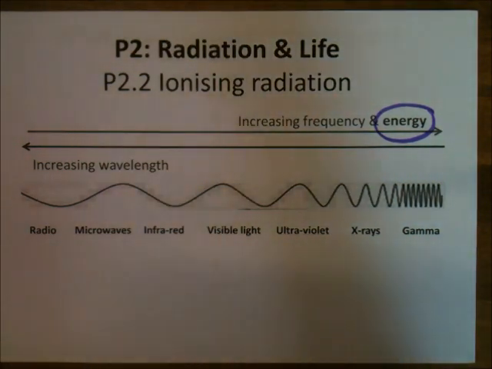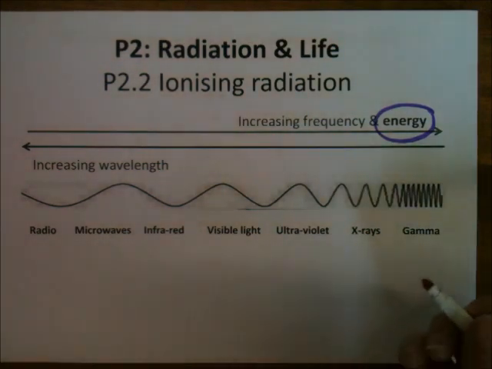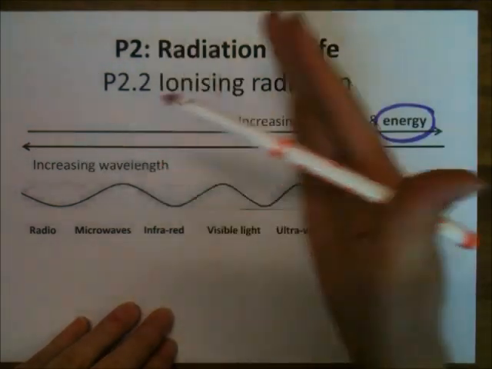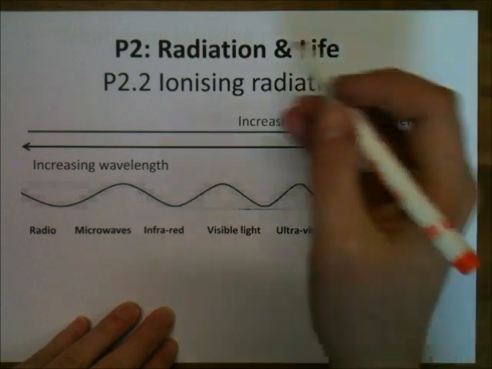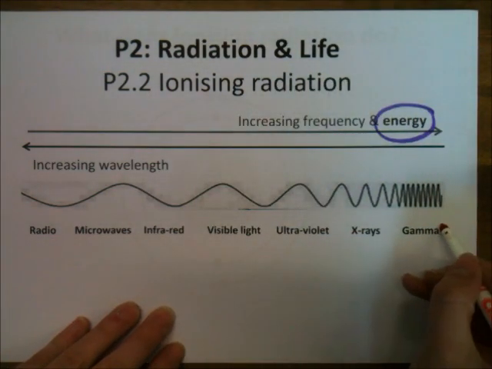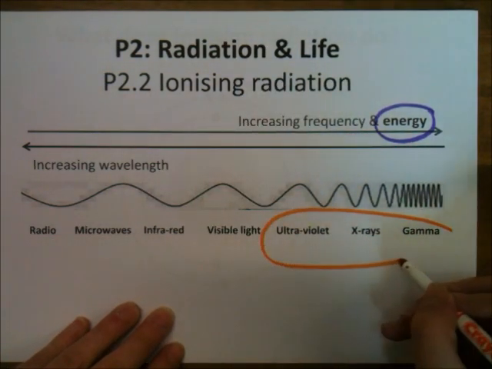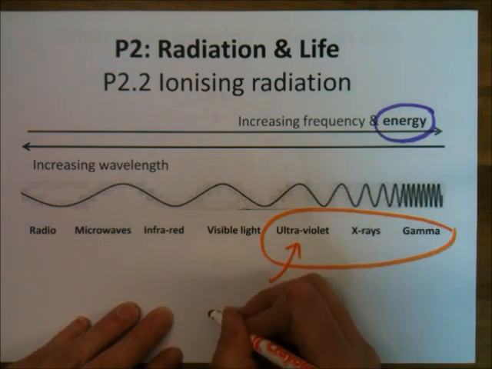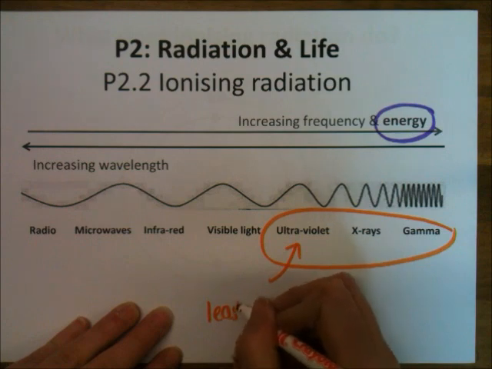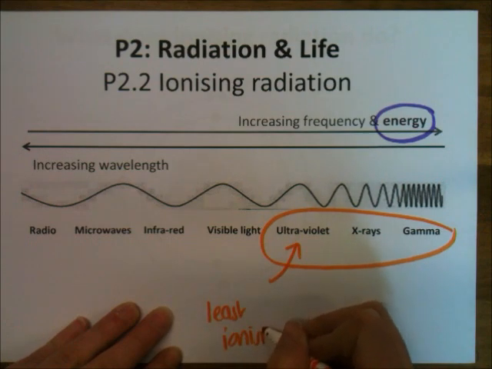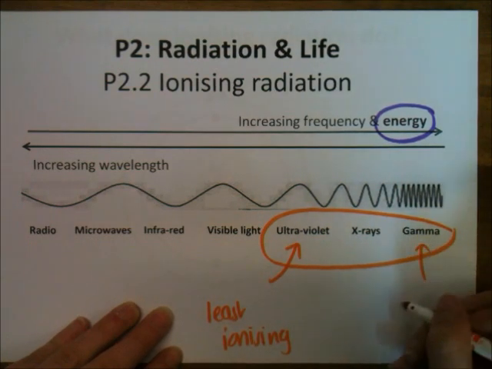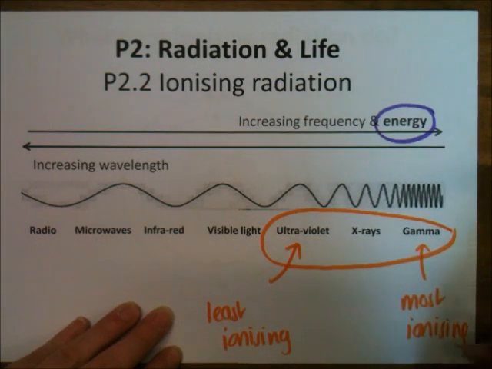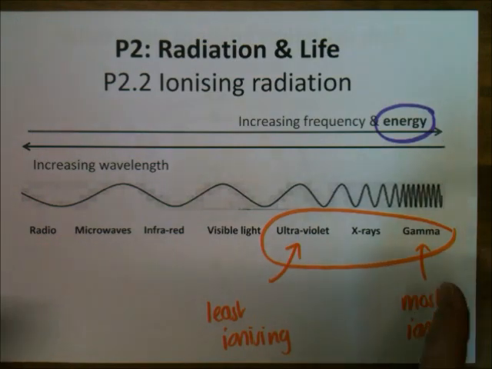Now, ionising radiation is the most energetic radiation, and that means that it has to be on the higher half of the EM spectrum to be counted. And what we actually count as ionising radiation are these three: ultraviolet, X-rays and gamma. Now, ultraviolet is the least ionising, and we'll work out what that means in a second, and gamma is the most ionising. So, what does ionising actually mean?